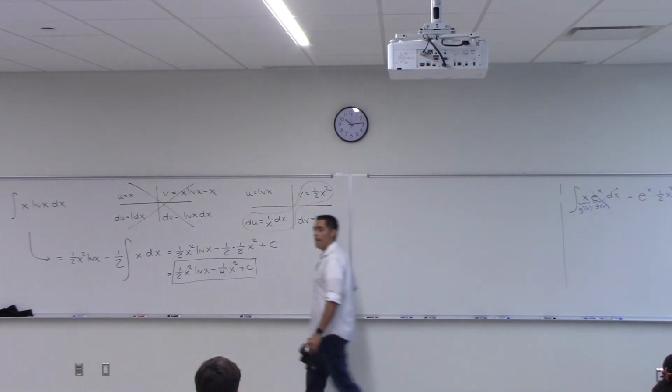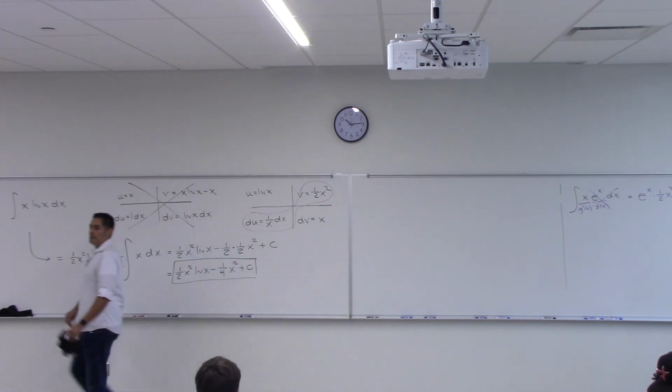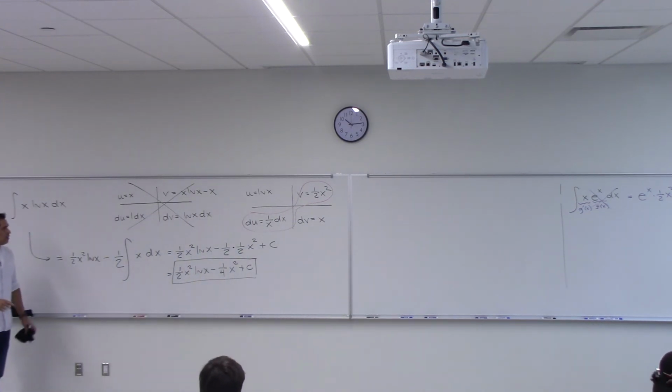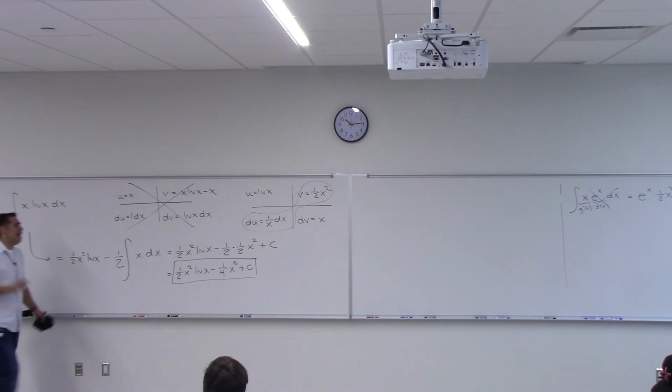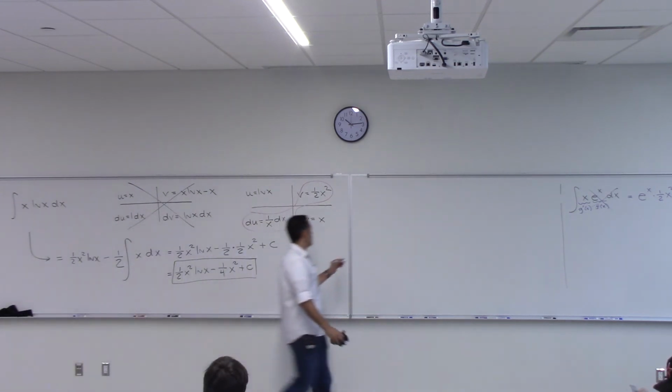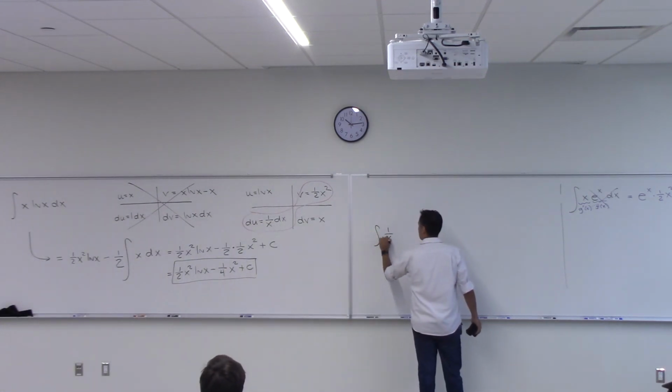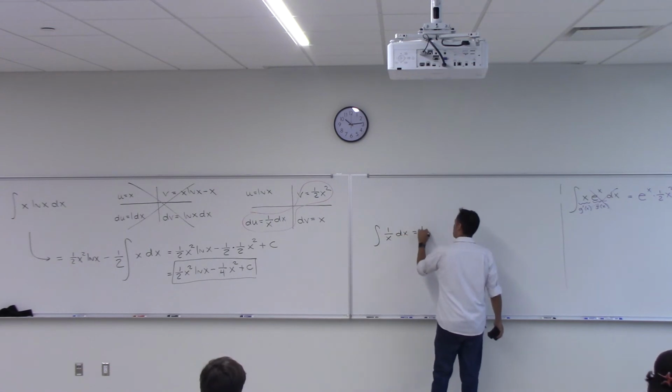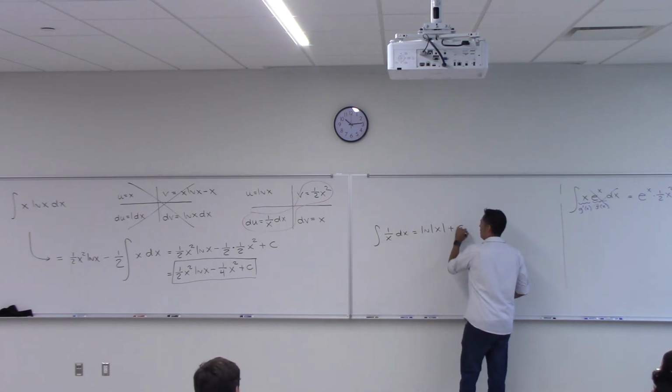Yes? You said it's important to put the absolute value of x. Do we need to, when it comes to the natural log? That was for the antiderivative of 1 over x. If you do the antiderivative of 1 over x dx, this is natural log of the absolute value of x plus c.